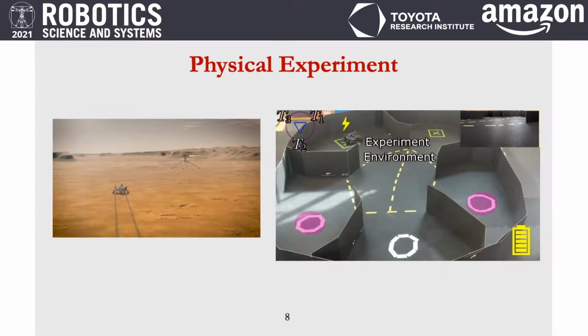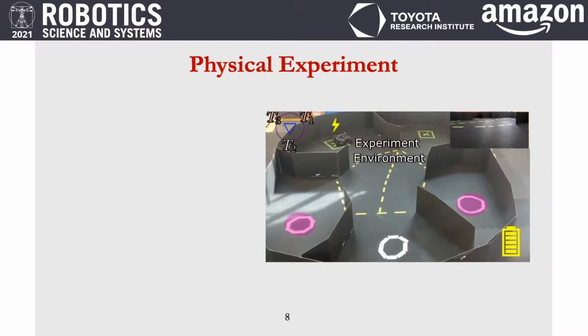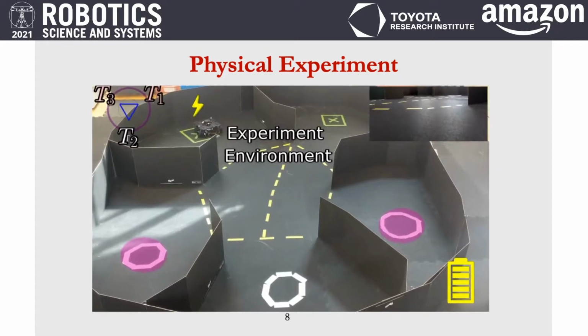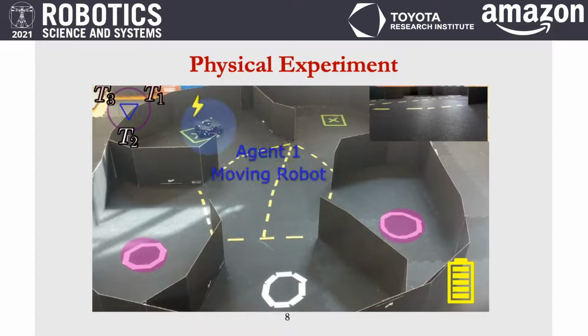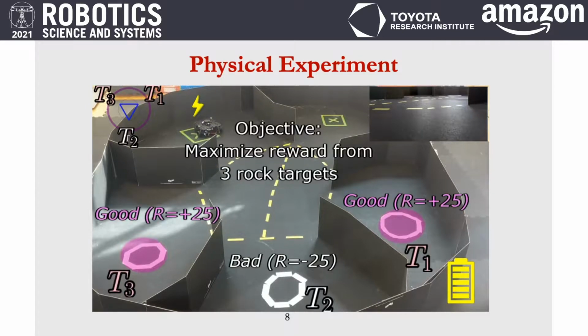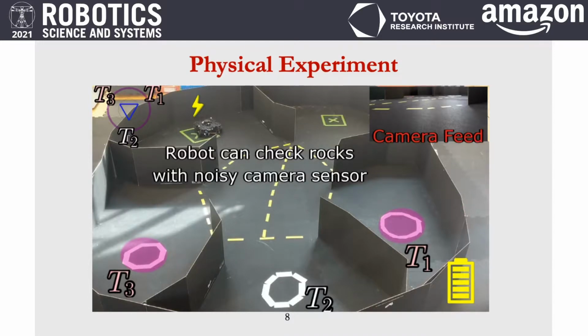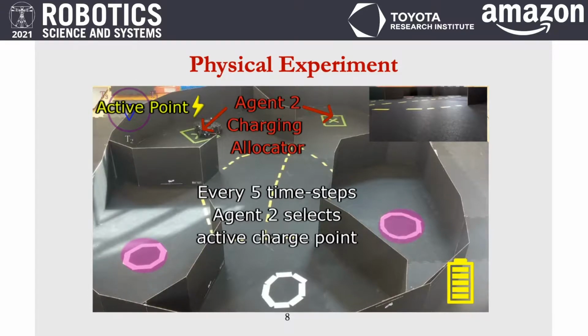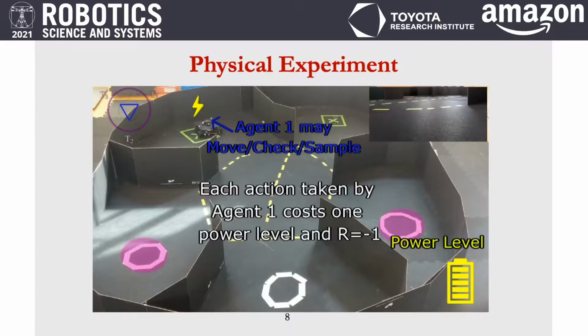For the Mars rover example, we performed a physical experiment, which, in lieu of a helicopter, we used a wafflebot. And this wafflebot is tasked with sampling 3 locations. In this case, Agent 1 is the robot, and the 3 locations are T1, T2, and T3. The robot can take observations of the rocks at these locations. The green squares represent the potential recharging locations and will change based on Agent 2's goals. The lightning bolt indicates the active charging point at any one time.